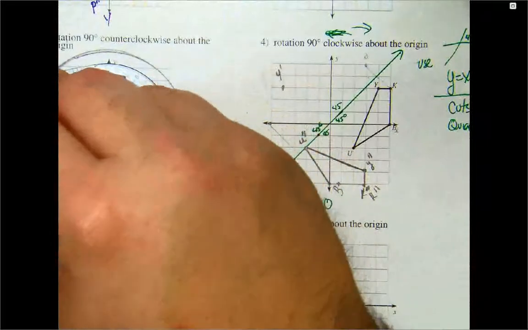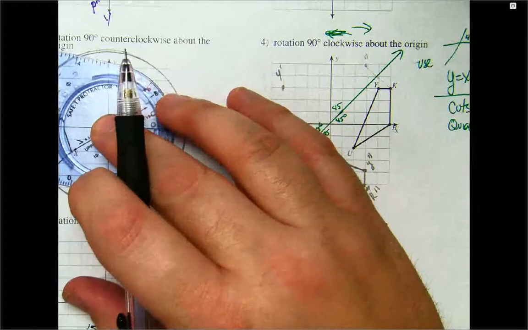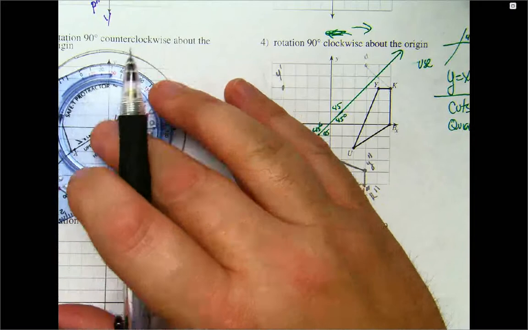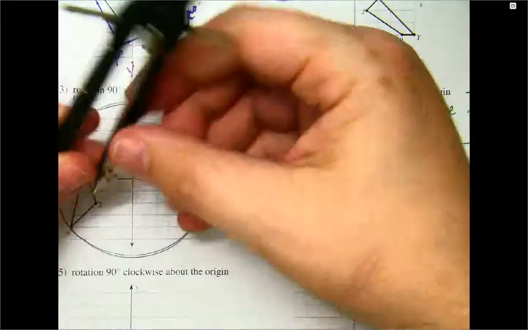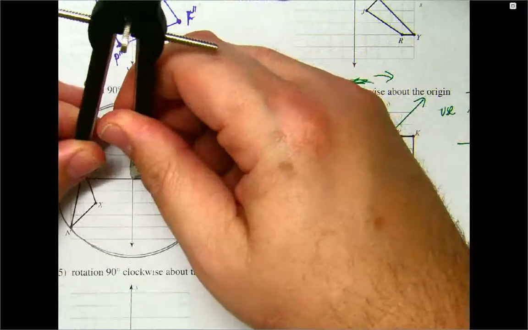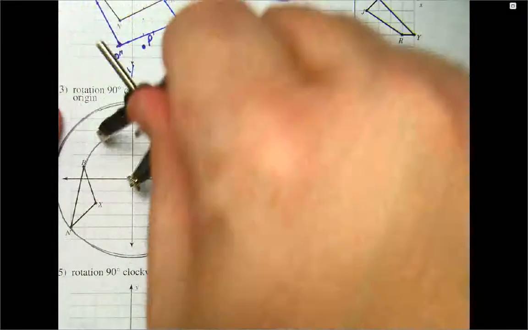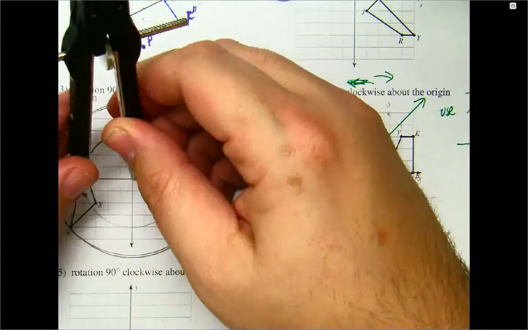Alright, now we have to work with R. And that one didn't really work with R. So I got to go back to this contraption. Draw the circle around R. This is the old school way of doing a rotation without doing a double reflection.